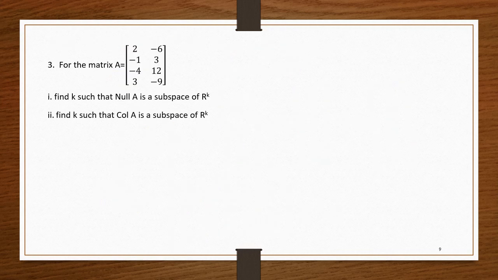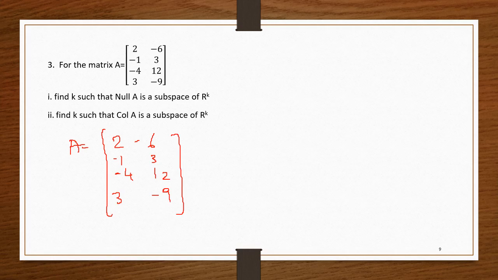Next problem, for a given matrix A, 2, minus 6, minus 1, 3, minus 4, 12, 3, minus 9. Find the value of k such that null space of A is a subspace of Rk. Find the value of k such that column space of A is a subspace of Rk. So we'll try to find the null space for the given matrix. So A is given as 2, minus 6, minus 1, 3, minus 4, 12, 3, minus 9.